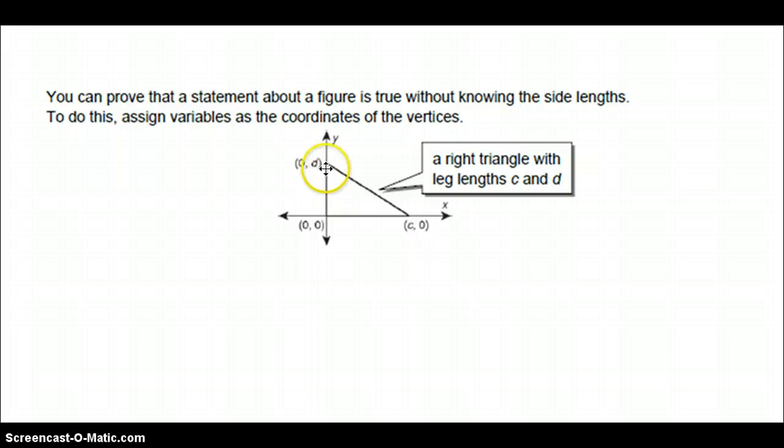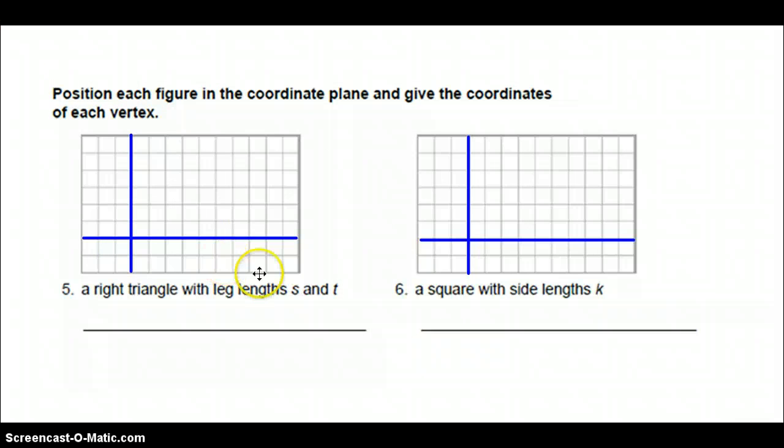So the side length D, we would count up D units to get here. You could have chosen C or D, but we've chosen to count vertically for the D length. So the x-coordinate is still 0, the y-coordinate is D. And that makes our x-coordinate the side length C here, and our y value is 0. So this is kind of a way to position a triangle in the coordinate plane with these measurements. Again, you don't have to know specific numbers. I've put these on grids, but you aren't going to necessarily worry about counting a certain number of spaces.